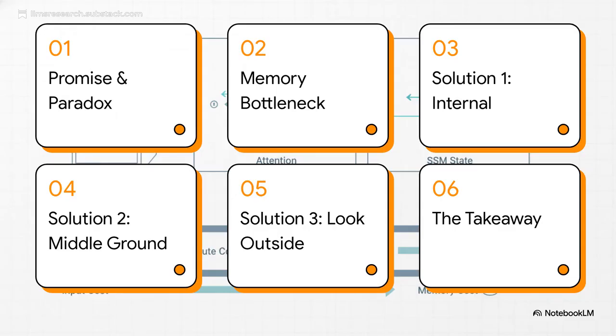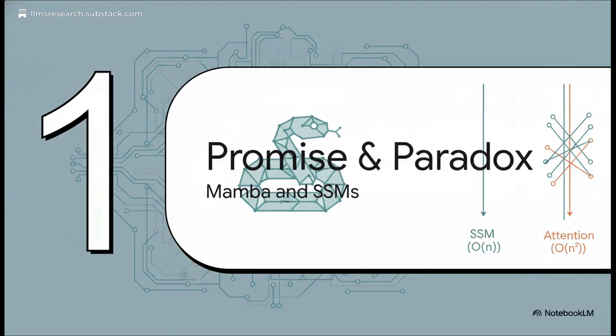First, we're going to talk about Mamba's big promise, but also its big paradox. Then, we'll really explain that memory bottleneck. After that, we'll dive into the 3 solutions: more internal memory, a kind of middle ground, and then looking outside the model entirely. And we'll wrap up with the big, no free lunch takeaway. Okay, Section 1, Mamba's promise and paradox. Let's get right into it.